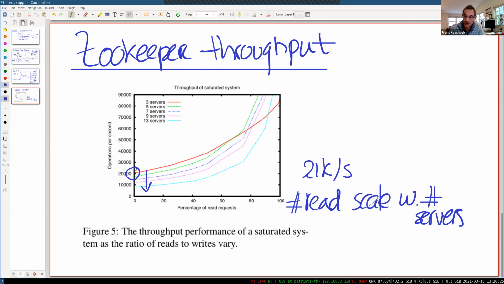This 21,000 per second, even for write operations with a configuration of 3 servers, is an impressive number. It's quite a bit higher than the simple calculations that we did for lab 3. Lab 3 will not get close to that neighborhood at all. So we want to see in this design what the designers did to get that kind of performance.